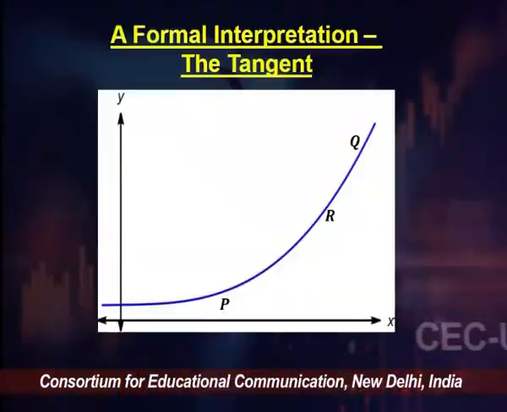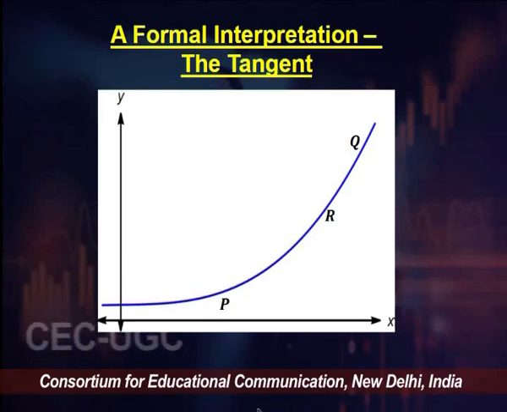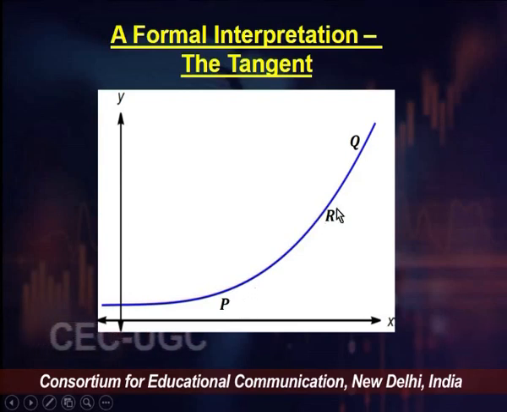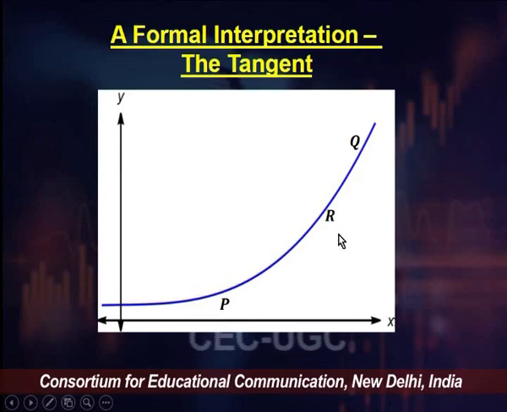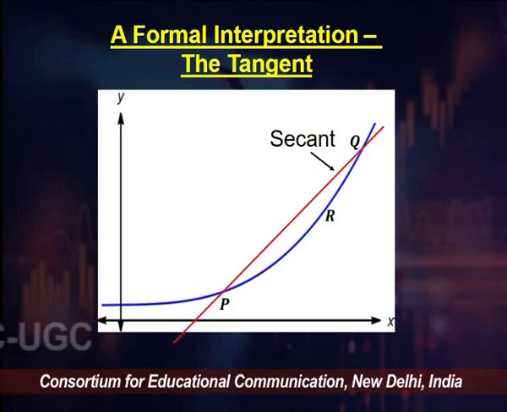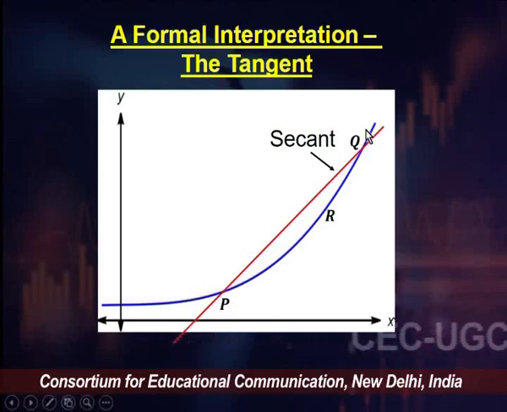Here we're talking of the tangent in the following manner. Suppose you have this curve, which is just a part of the curve that I had taken in the previous slide. And let's suppose we consider this movement, which is from point P to point Q. Now, if I draw a straight line which cuts through the points P and Q, this is called a secant line.